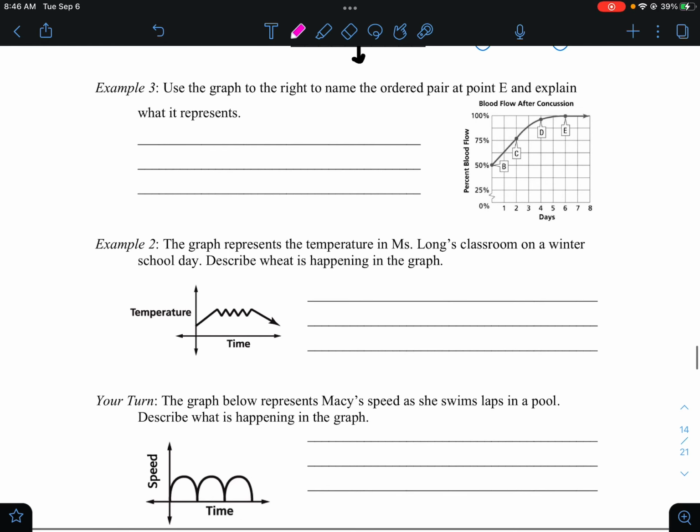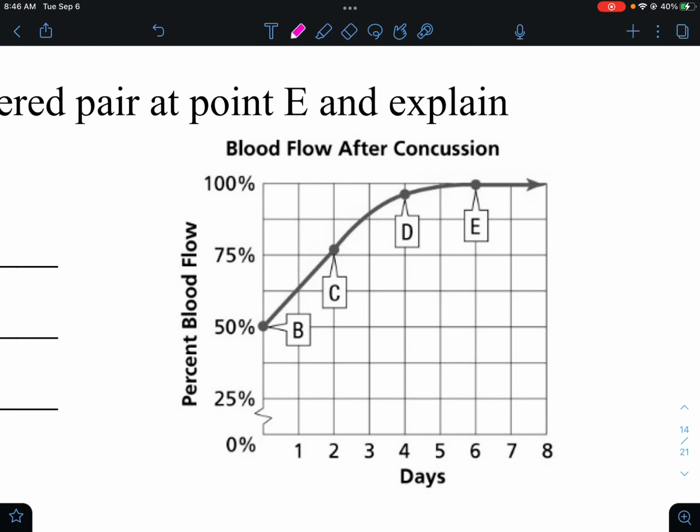All right, for example 3, it says use the graph to the right to name an ordered pair at point E and then explain what it represents. So let's take a look. Point E is right here. So now I have to use it sort of like in language arts or ELA, where you have to figure out context clues. So we're going to look at this graph and figure out what we know. Well, first of all, we know that the name of this is the blood flow after a concussion. Okay? So then I look here on the y-axis, it's the percent of blood flow we have from 0% all the way up to 100.